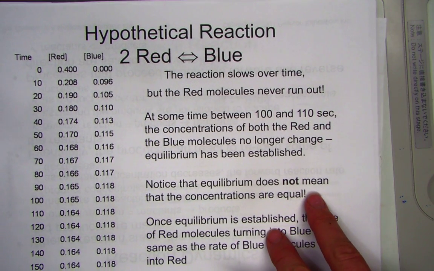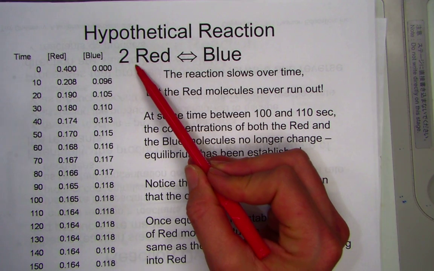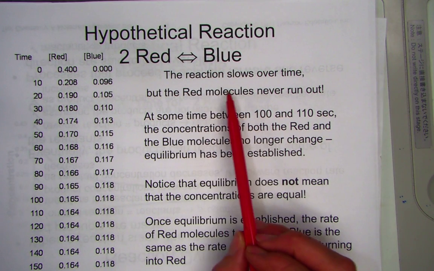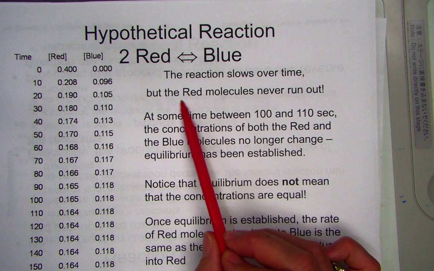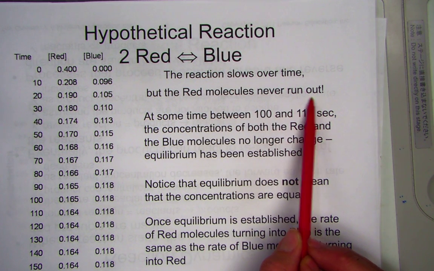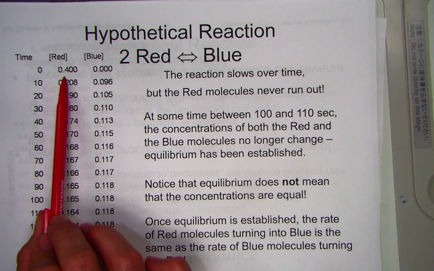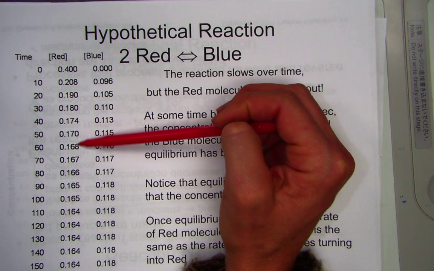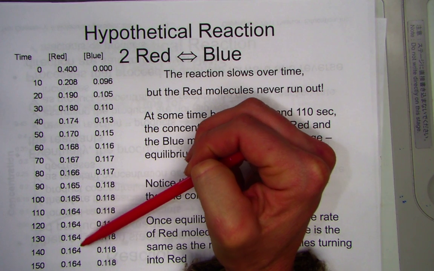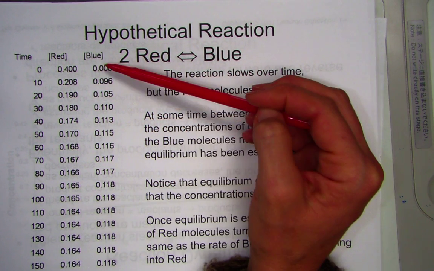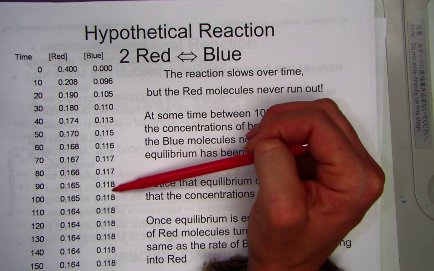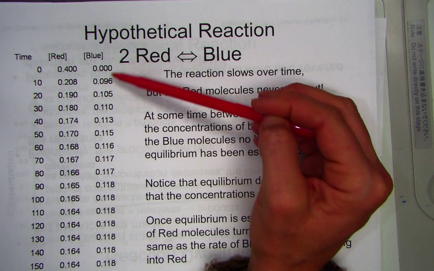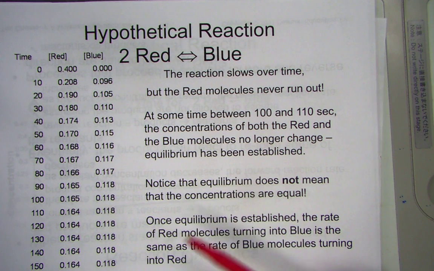Suppose in this particular set of data, the reaction has two red forming a blue, and that's just generic chemistry, the hypothetical reaction. The reaction slows over time, but the red molecules never run out. At time 0, we have only red and no blue. As the reaction proceeds, the concentration of the red slowly decreases until an equilibrium is reached. The blue slowly increases until an equilibrium is reached. So over time, the red decreased, and over time, the blue increased.